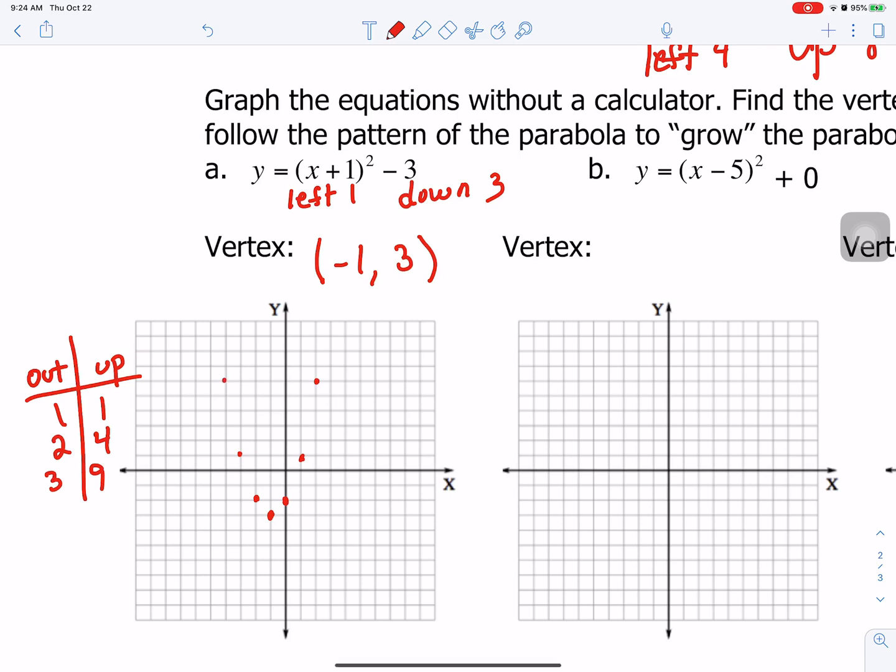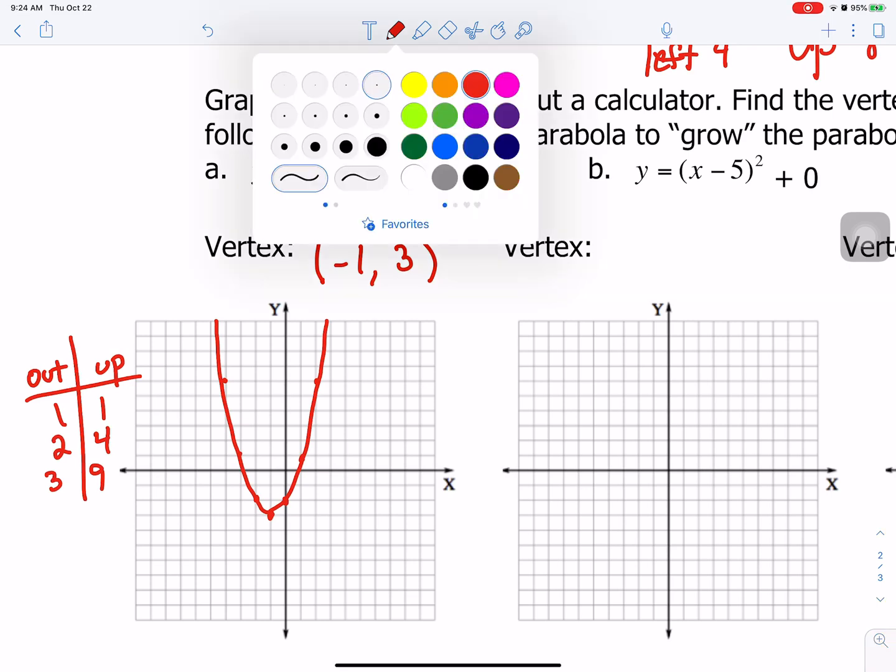And again, there's no room for 16, but I want my graph to still go to the edge. So I'm just going to estimate where that would go somewhere in there. And that's my new graph.